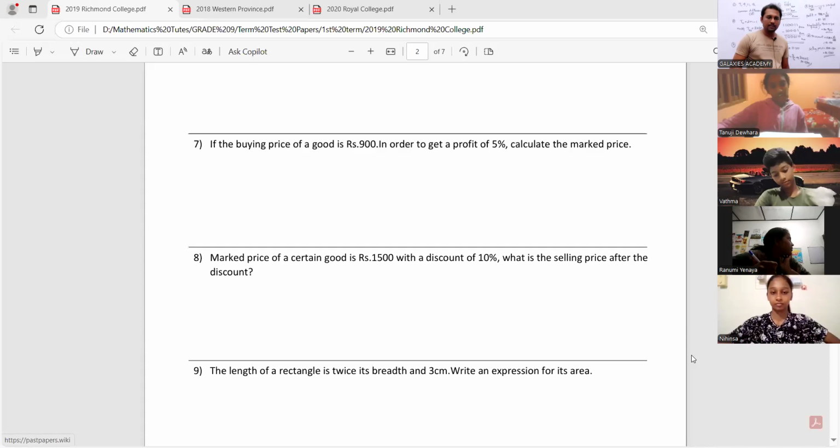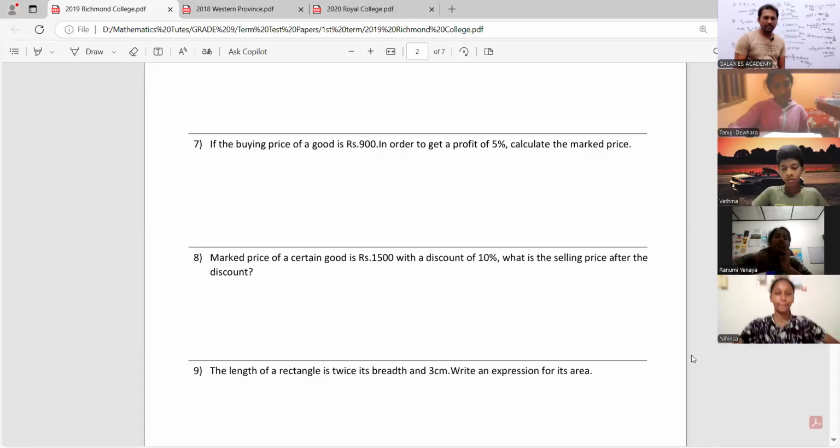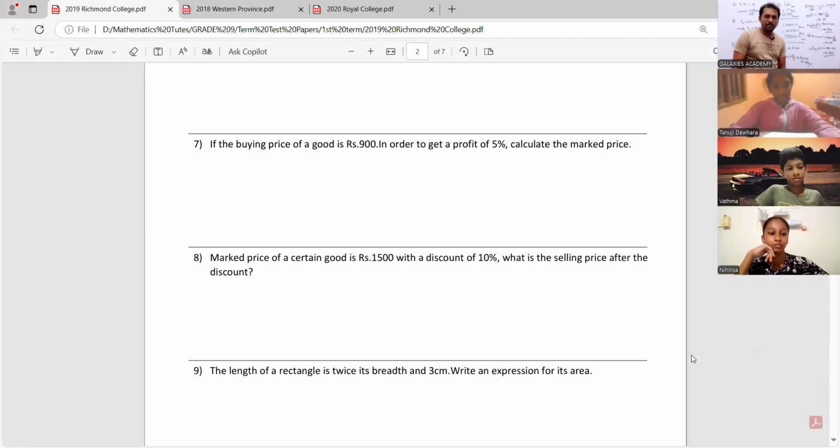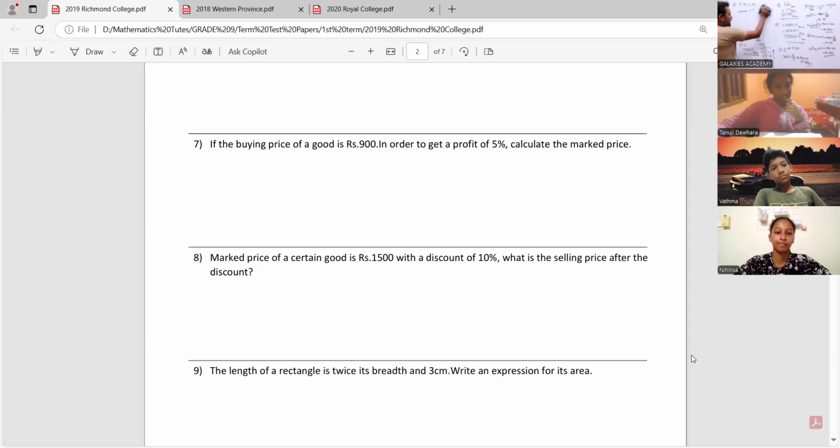Then let's go to number 9. Number 9 is given: the length of a rectangle is twice its breadth and 3 meters. Write an expression for its area. You can use an algebraic symbol for this one. I will use the algebraic symbol x. Right, first I will draw the given shape, the rectangular shape.